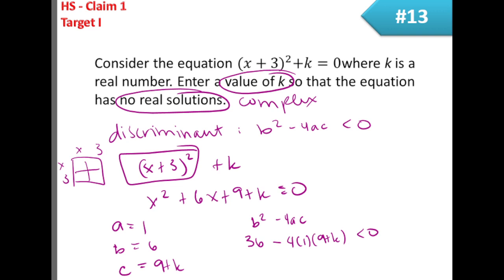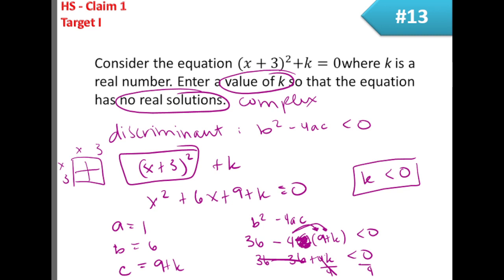So 36 minus, so this one doesn't really matter. So we do have to distribute here. That's 36 minus 36 minus 4k less than 0. So 36 minus 36, that's 0. I divide by 4. So that means k is less than 0. So any number less than 0 can be used here. Okay.